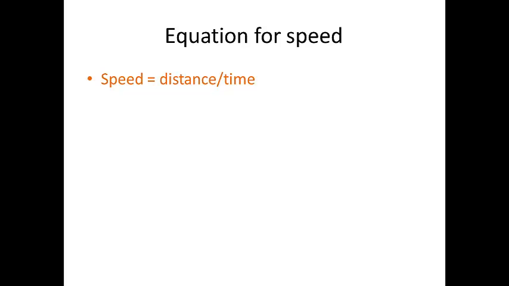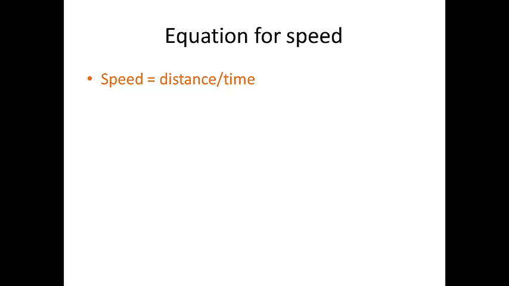Now let's look at our equation for speed. We know that speed equals distance divided by time. A little slash mark right there is really a fraction bar, so this is really a fraction. You would take your distance traveled divided by the time it took you to travel that distance, and that would give you the speed.